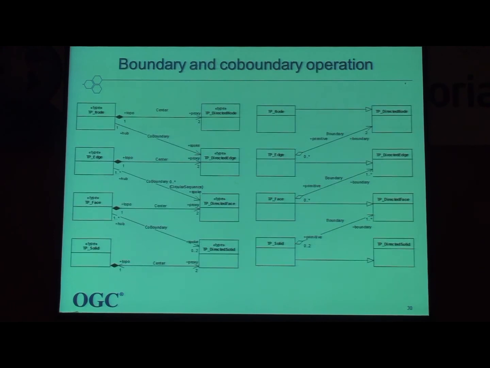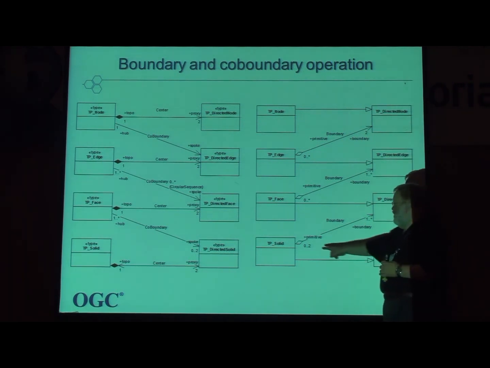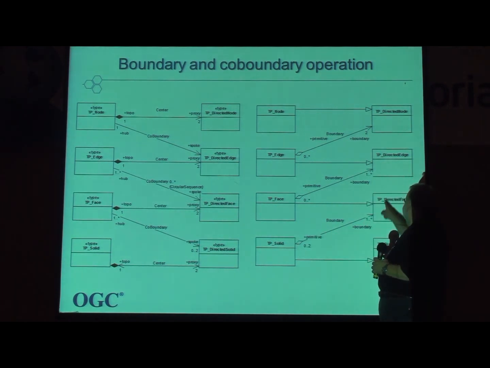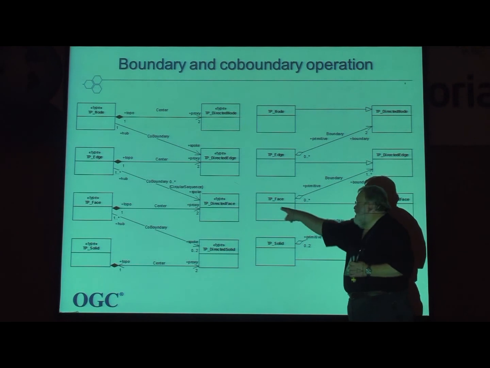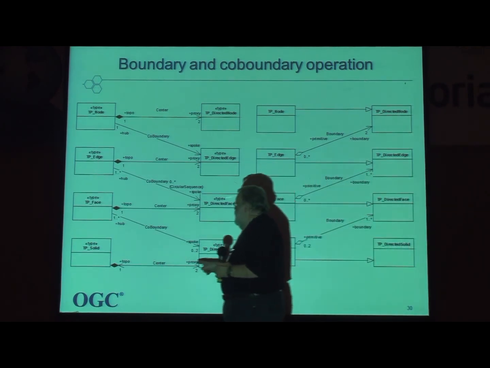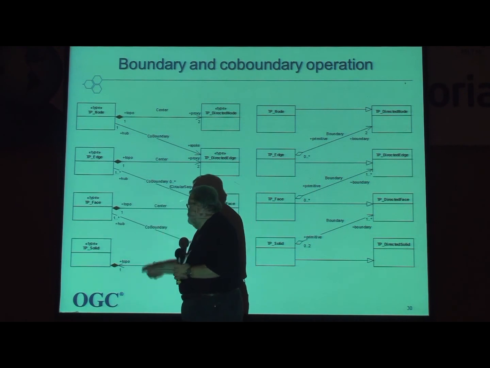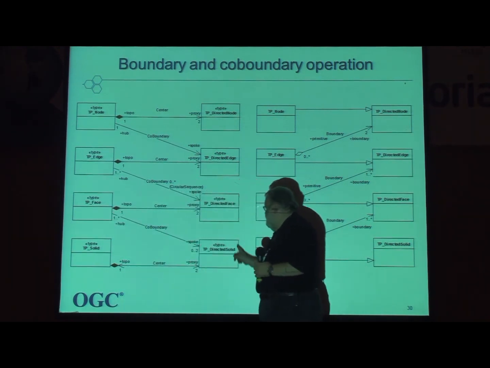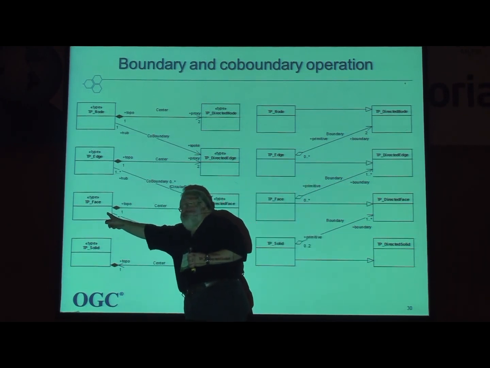And this is just setting up exactly the same thing about how the boundary and the co-boundary work. The boundaries all go down in dimension. So here's the solid, its boundary is a bunch of faces. Here's a face, its boundary is a bunch of curves, and so on and so forth. And the co-boundary is exactly the opposite. Here's the face, its co-boundary is a bunch of solids. These are the solids that have this face on their boundaries.